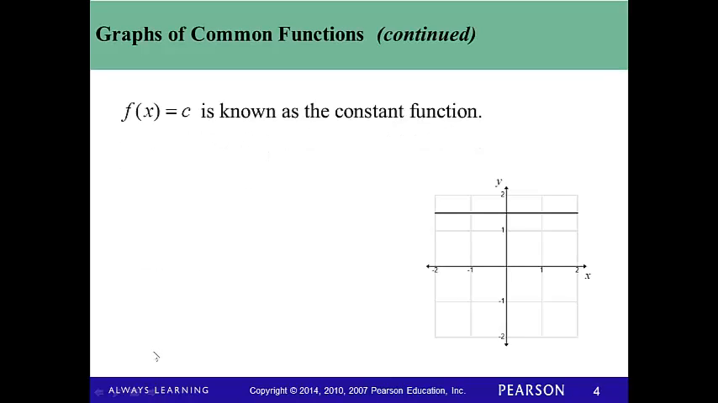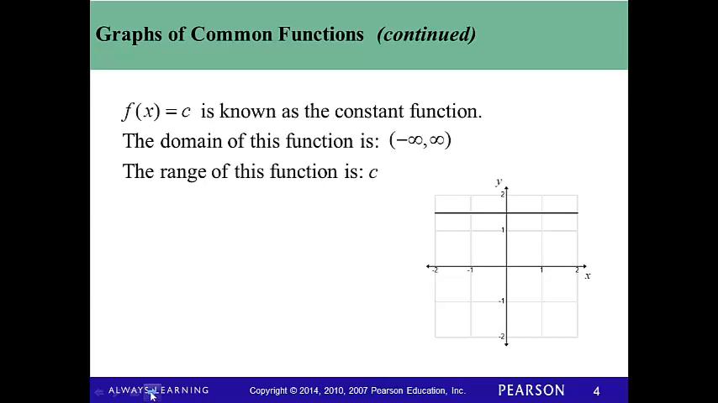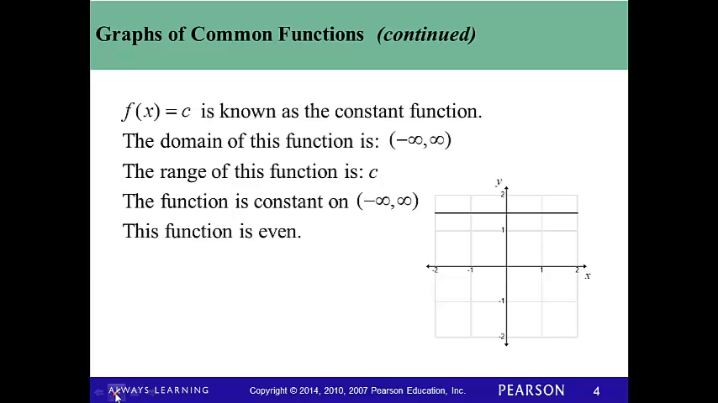F of x equal to c is known as the constant function. It has a domain of all real numbers. The range is just c. The function is constant on the entire real plane, and the function is even.